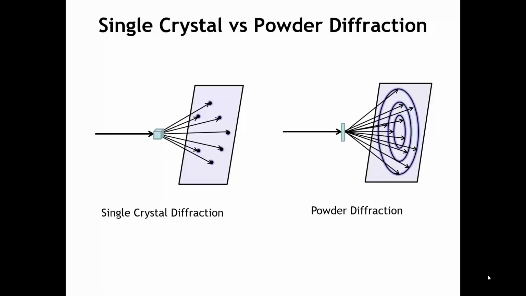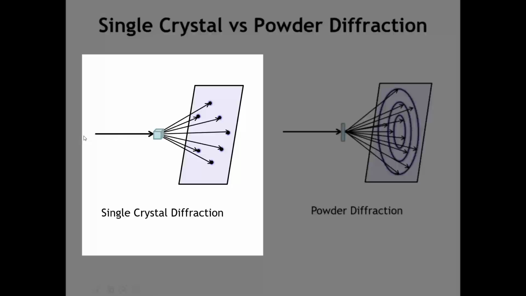Now, when we think about the indexing problem, it's useful once again to think about the differences between single crystal diffraction and powder diffraction. In a single crystal experiment, as shown on the left, we have an incoming X-ray beam, it strikes our crystal, and in certain specific directions we get constructive interference, and that gives rise to diffraction peaks that we can detect at the detector. The pattern depends on the orientation of the X-ray beam and the crystal, but we have these specific spots.